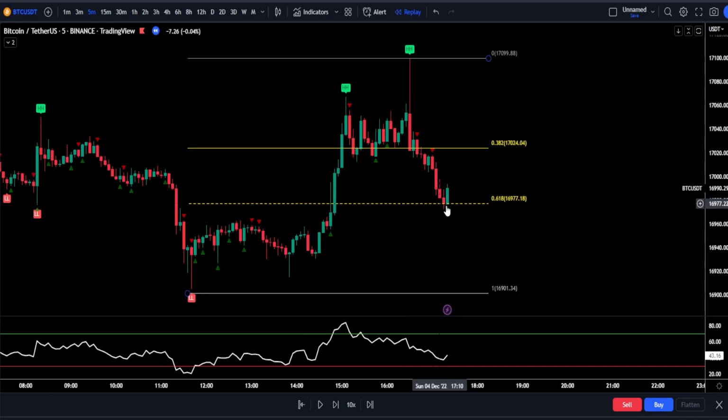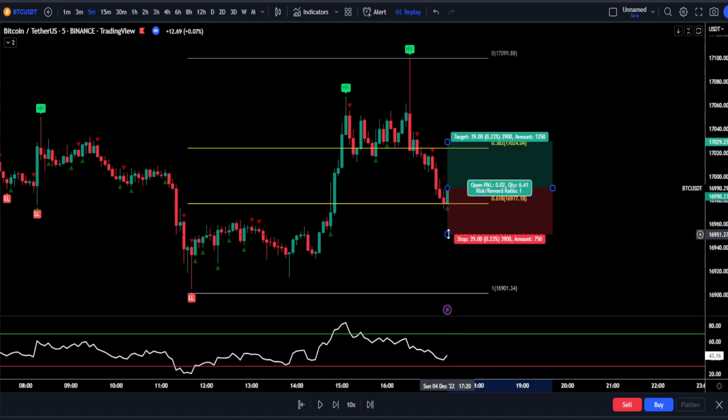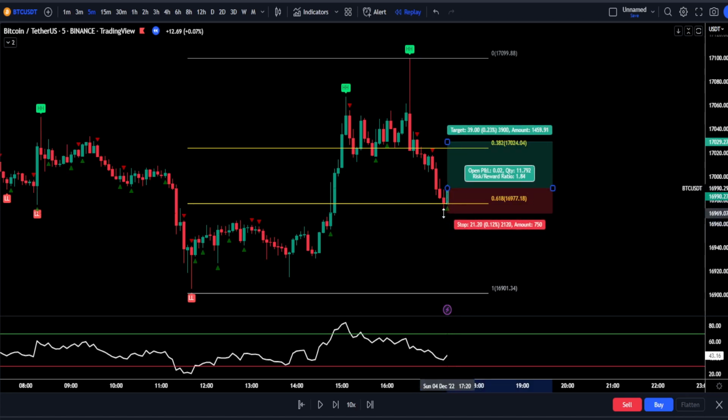When a bullish engulfing candlestick is formed, a green triangle will be printed below our bar, and this is going to be our final confirmation to enter a long trade. The stop loss will be positioned slightly below our most recent swing low, and for this strategy, we're going to be targeting 2 times the risk.